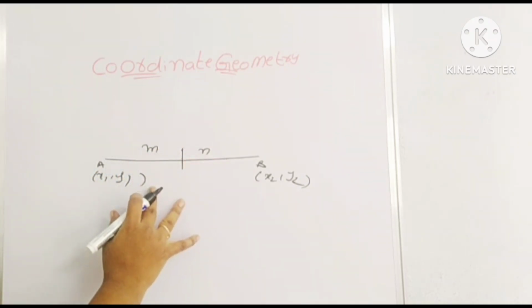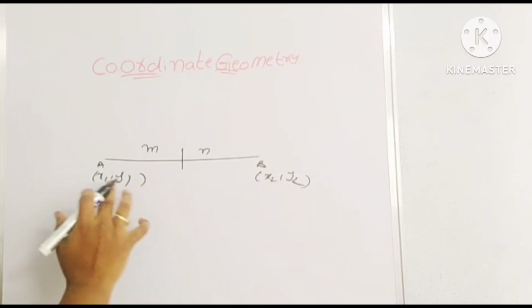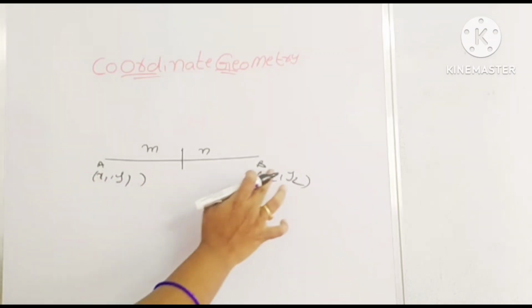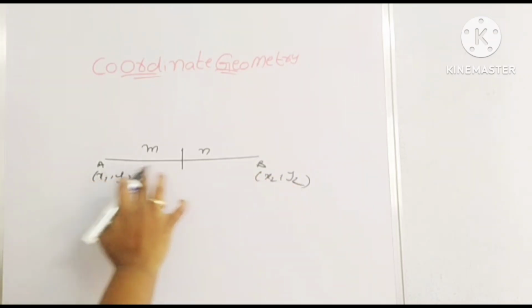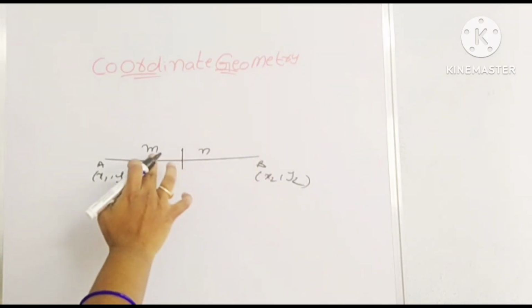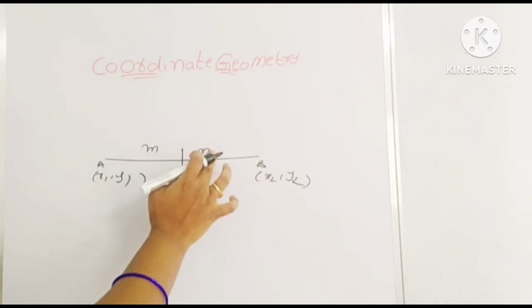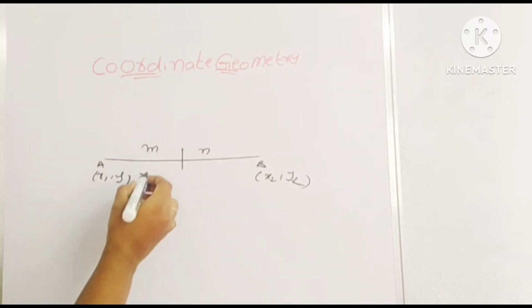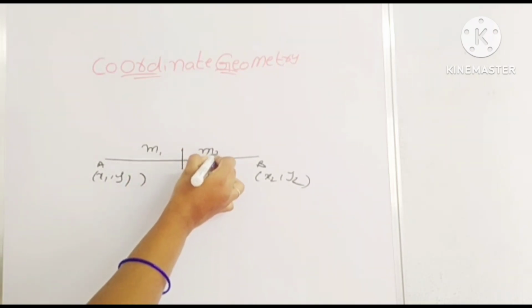This is the section formula. A is x1 comma y1 and B is x2 comma y2. This is the formula for the section formula. The line is cut in the ratio of m is to n, or m1 is to m2.